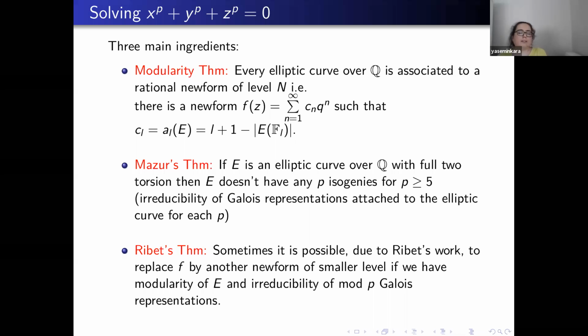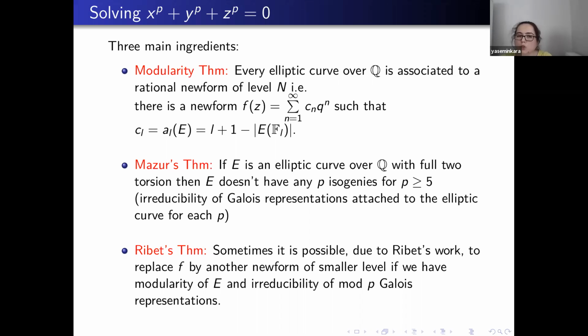And Mazur's theorem says that if you have an elliptic curve over the rationals with full 2-torsion, then E doesn't have any p-isogenies for p bigger than or equal to 5. Actually, this means the Galois representations attached to the elliptic curve for each p are irreducible. So irreducible means, in this case, they are not upper triangular.